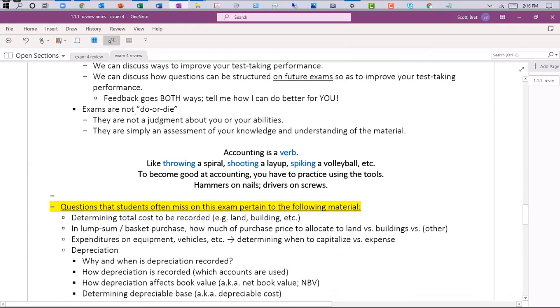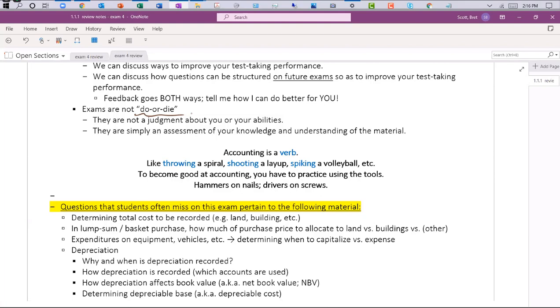Exams are not do or die. A lot of people think they are. They're not. It's not a judgment against you, just an assessment. For our assessment purposes, we administer roughly the same type of exam across all sections. People get different questions in different orders, but these are just questions that, like I said before, are out of my control. But you want to come check with me if you missed something.